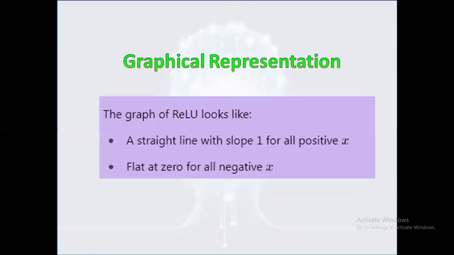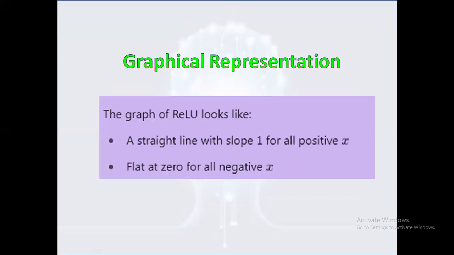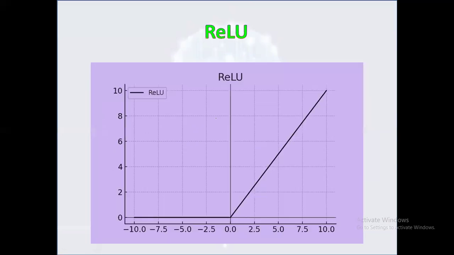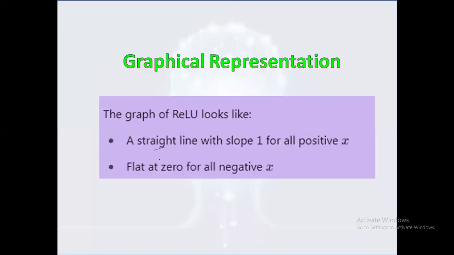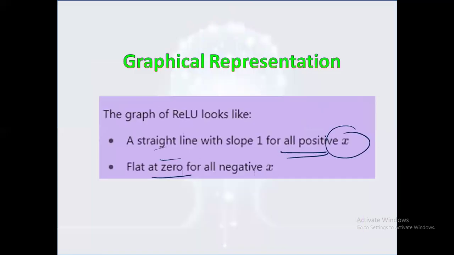The graphical representation of this function is given as follows. If the x value is greater than 0, ReLU of x is x, and if x is less than or equal to 0, ReLU of x is equal to 0. In the graphical representation, we see a straight line: above 0 the value increases, and below 0 the value is equal to 0. That's why we say it is a straight line with slope 1 for all positive x and flat at 0 for all negative values. For all negative values, the output is equal to 0. That is what we mean by flat at 0.